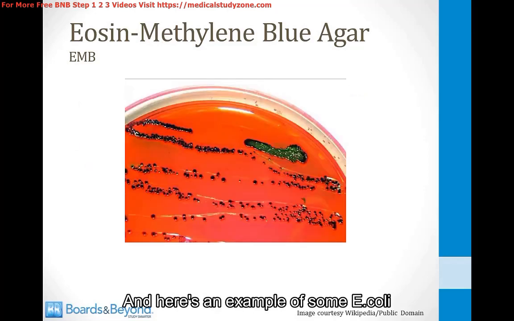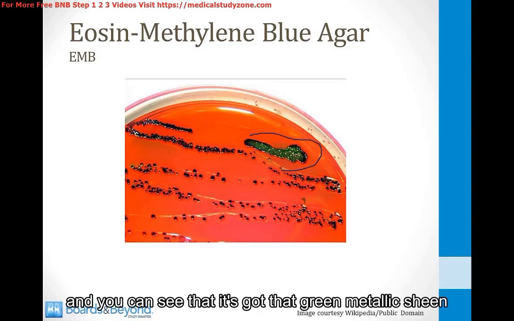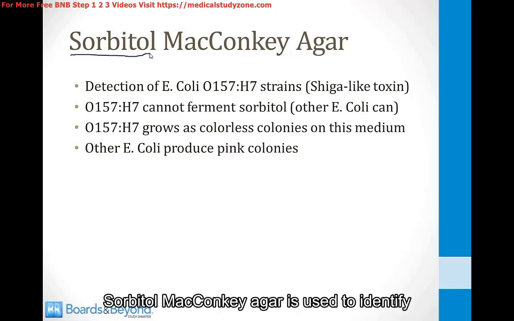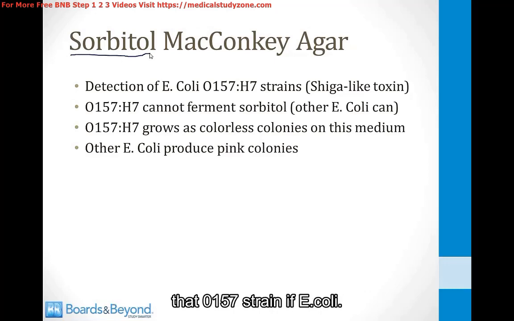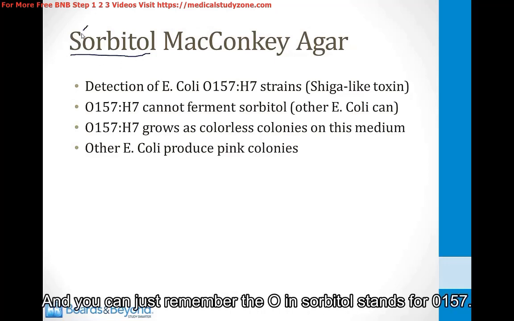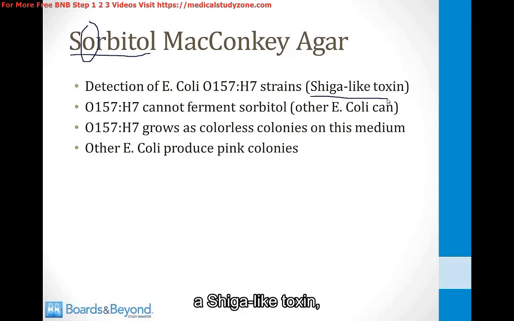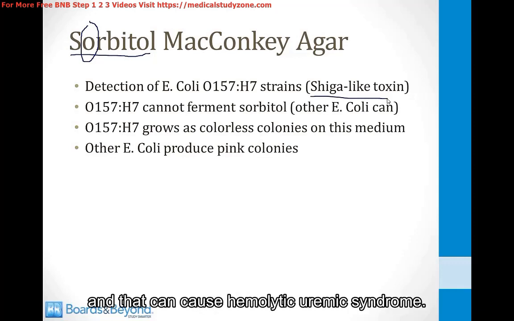And here's an example of some E. coli growing on eosin methylene blue agar, and you can see that it's got that green metallic sheen to it right here. Sorbitol MacConkey agar is used to identify the O157 strain of E. coli, and you can just remember the O in sorbitol stands for O157. This is the strain of E. coli that produces a Shiga-like toxin and that can cause hemolytic uremic syndrome.